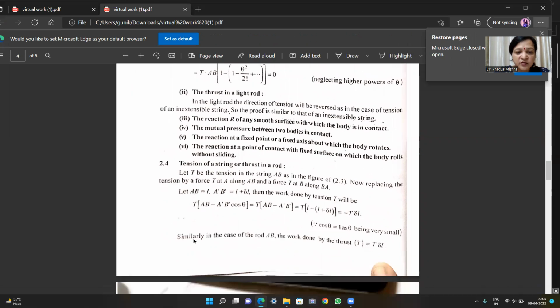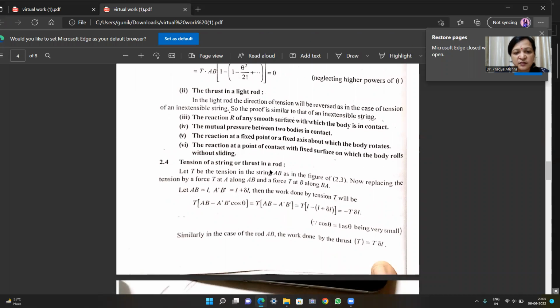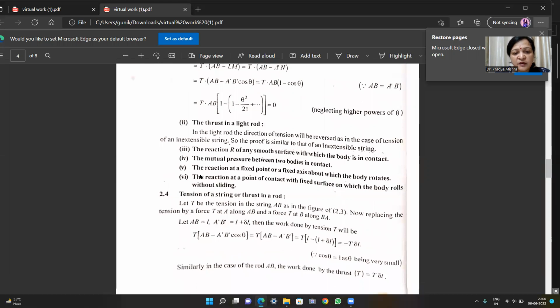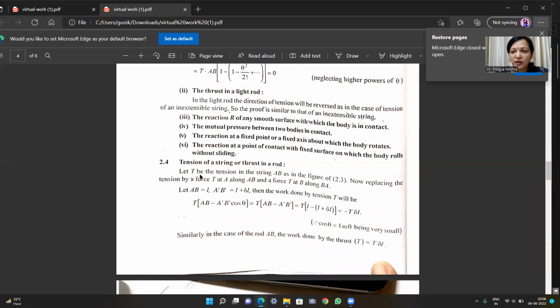Now next is tension of a string or thrust in a rod. Here we have taken an inextensible string. Inextensible string का मतलब क्या है कि जिसमें प्रेशर पड़ने पे कोई लेंथ में चेंज नहीं हो रहा है. But if there is little change in the string, देखिए अगर स्ट्रिंग खिंच रही है उसकी लेंथ में चेंज हो रहा है, then we have tension of a string.